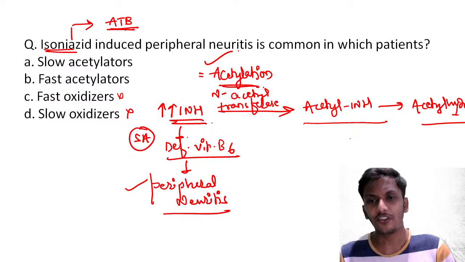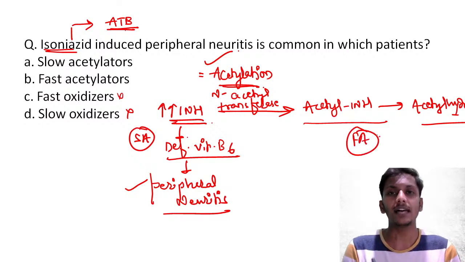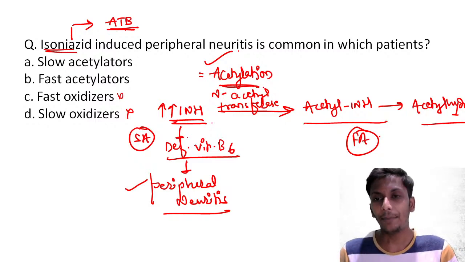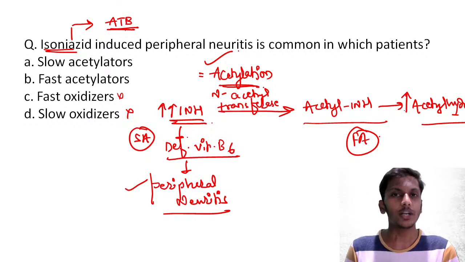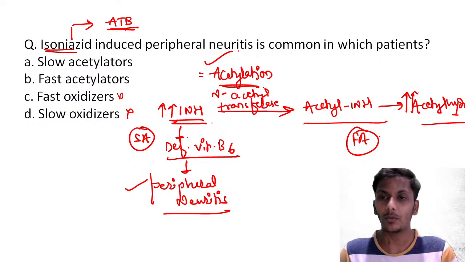Then what happens in fast acetylators? Isoniazid is metabolized faster or rapidly. So isoniazid is rapidly converted to this product, which is acetyl hydrazine, and as it cannot be rapidly excreted out of the body, it keeps on accumulating inside the body, and therefore levels of acetyl hydrazine would increase.